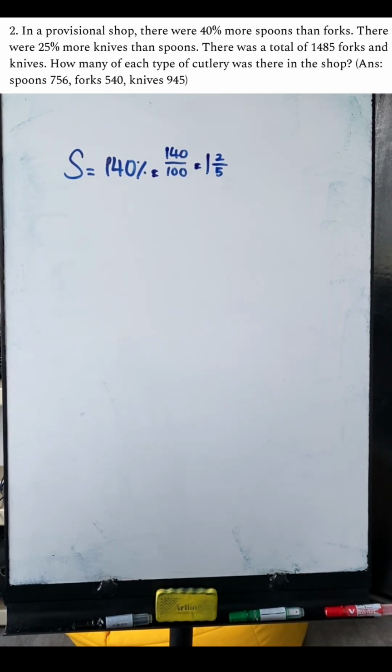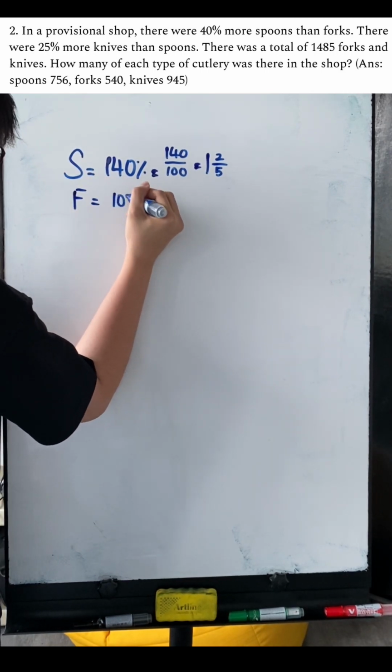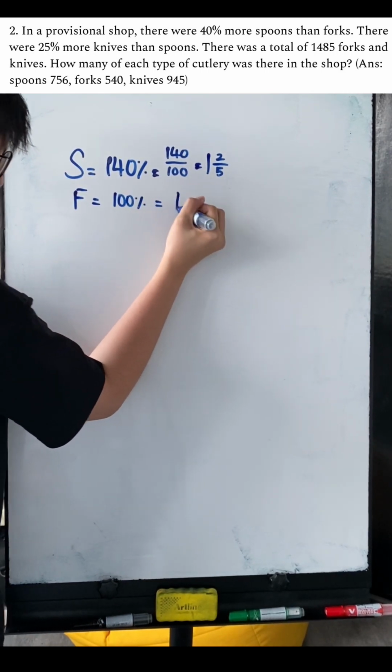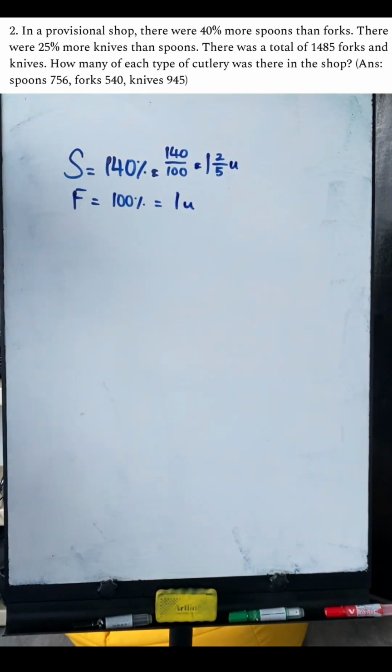Now the next thing is what? Of course, then what is the fork? Fork has to be 100%. And this 100% is equal to 1. All of these are what we call units. Am I making sense here? Okay, so what is my base in this question? Fork is the base in this question. Make sense? Okay, then we move on to the next part.